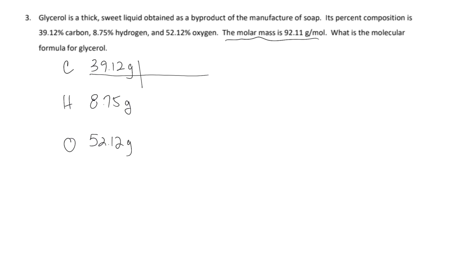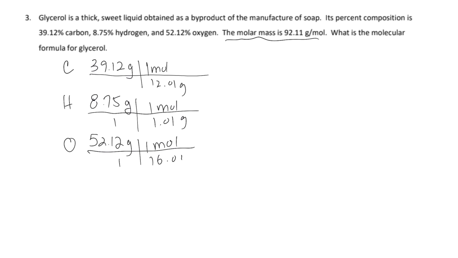Now we're going to do mass to moles. So 1 mole carbon is 12.01. 1 mole of hydrogen is 1.01. 1 mole of oxygen is 16. I get these values from the periodic table. So now I get 3.257 moles. I get 8.663 and 3.258 moles. All right, so mass to moles is done.